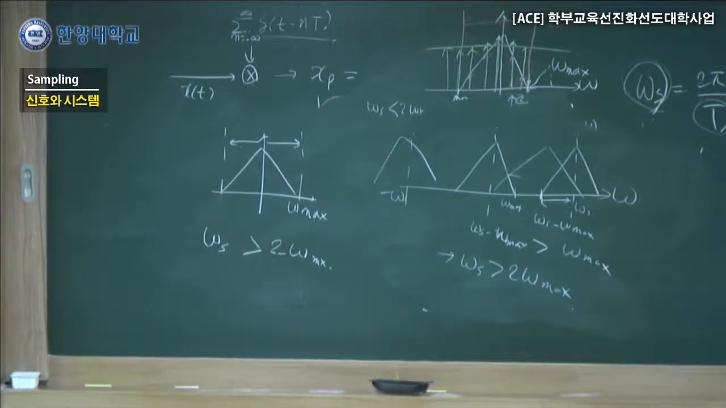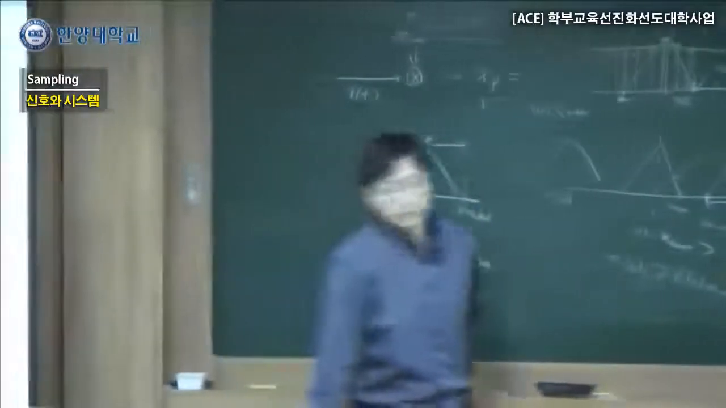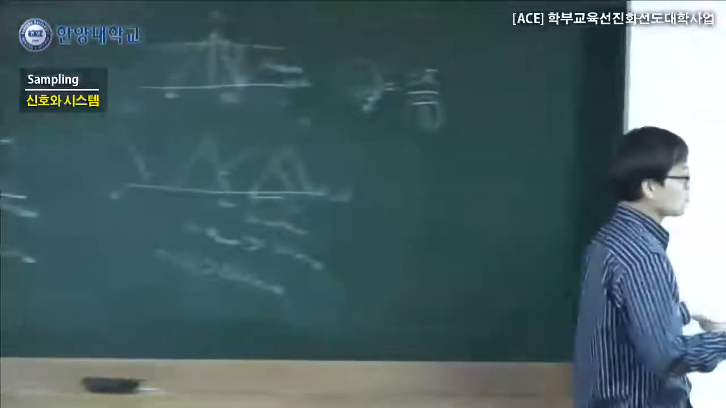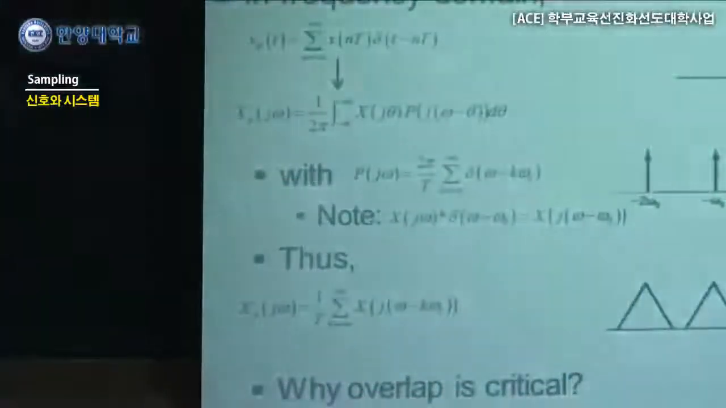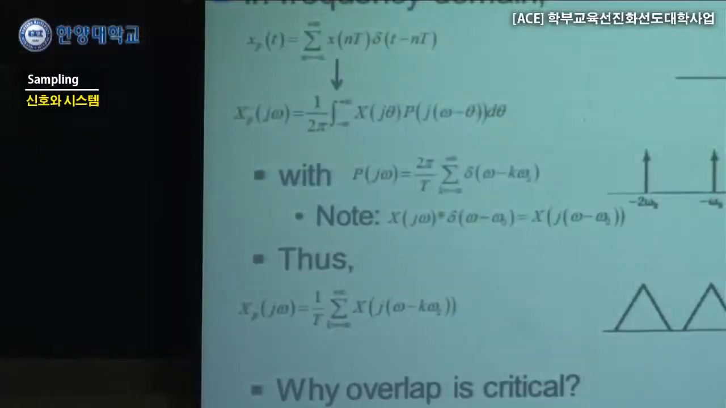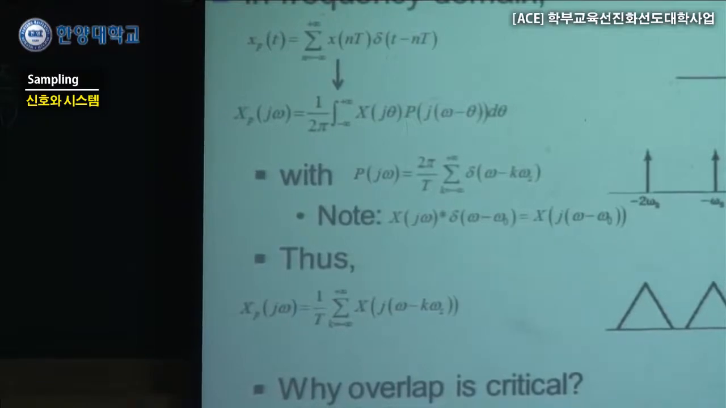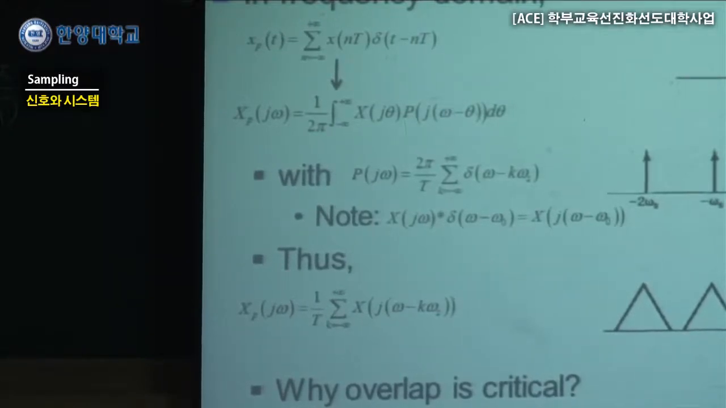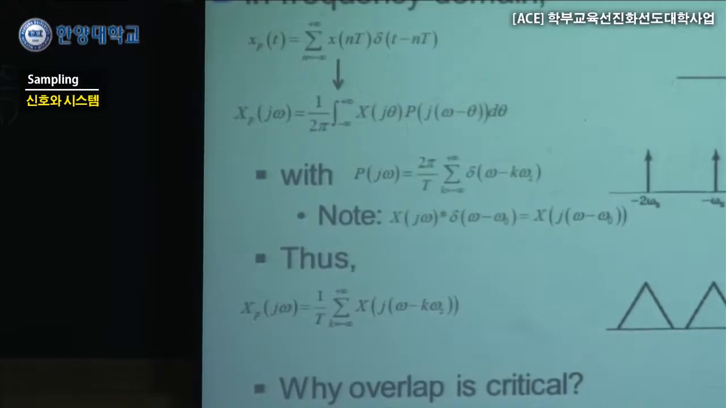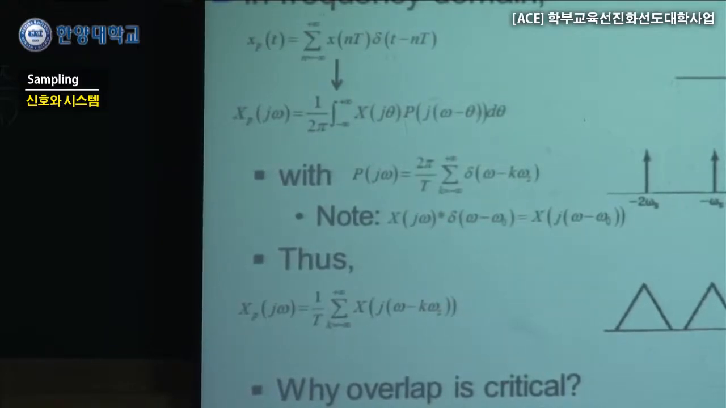Right? However, why does the overlapping really matter? Because in this case, if you use a low-pass filter, you can take out the original signal. If you use a low-pass filter in this case, there's no way you can take out the original signal. Right? That is the reason that not overlapping is very, very, very important.